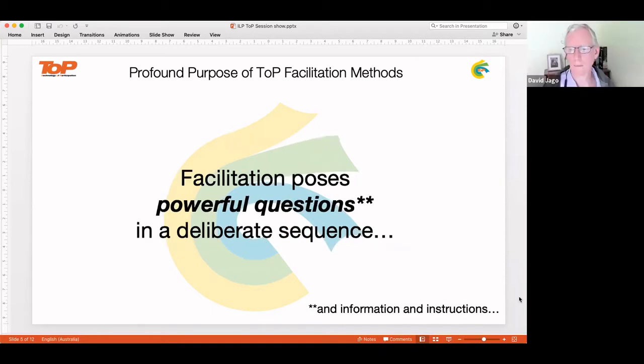Just pushing this definition a little further, for us, facilitation process is about posing powerful questions and acknowledging that sometimes it's not just a question. It might be a question together with an instruction, together with information, with activities, etc. But designing and then orchestrating powerful questions in a deliberate sequence. And it is that sequence, that underlying structure, that we're going to be sharing with you today.